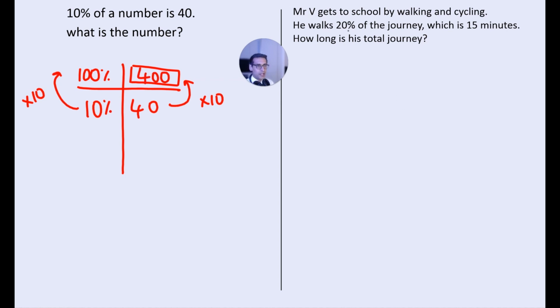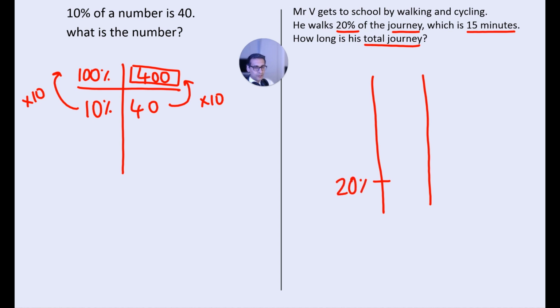The question on the right. Mr. V gets to school by walking and cycling. He walks 20% of the journey, which is 15 minutes. How long is his total journey? So let's use the double number line here. We know that 20% of the journey is equal to 15. What we want to work out is 100%.